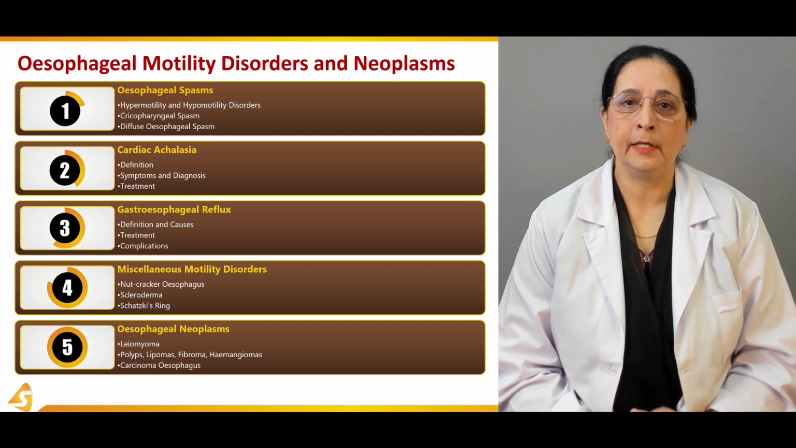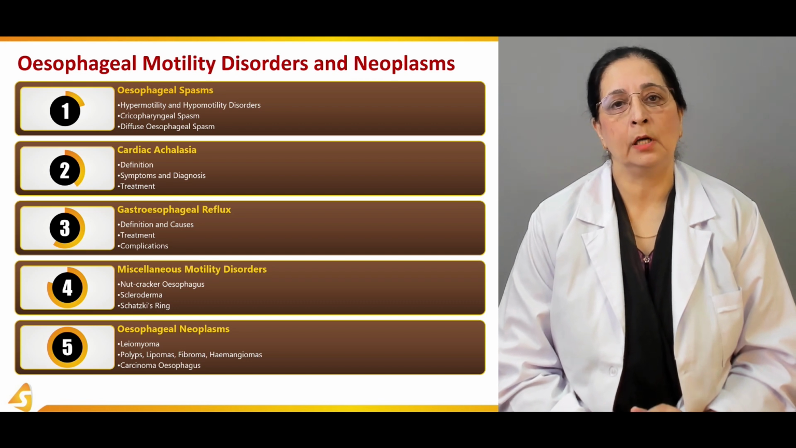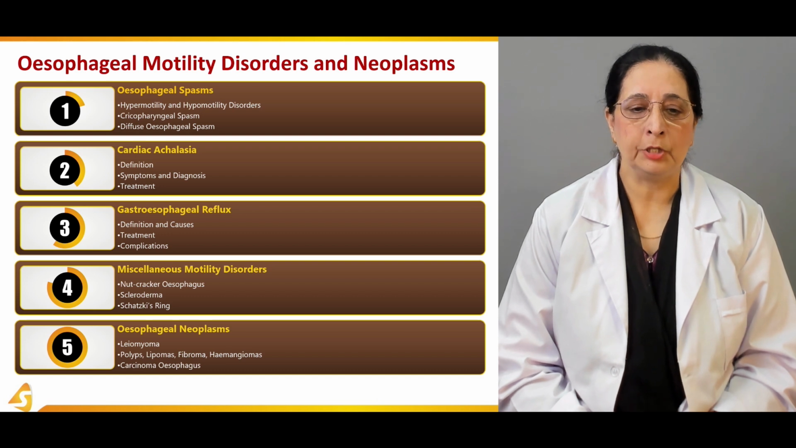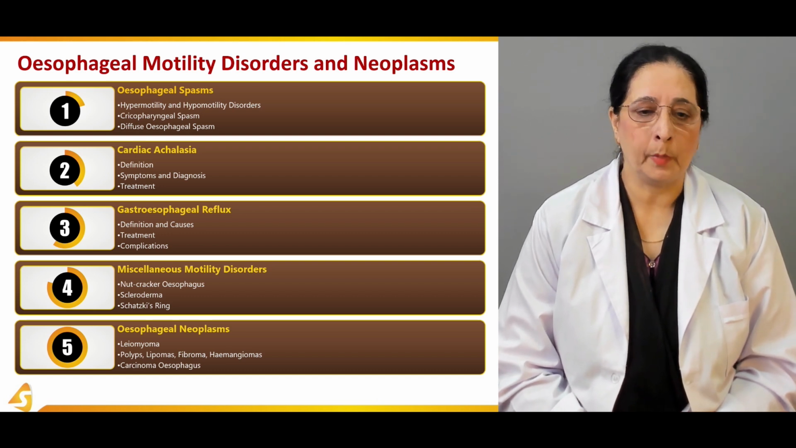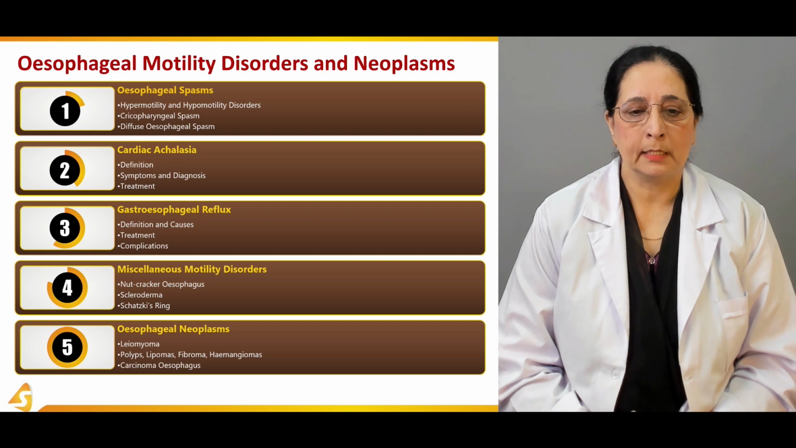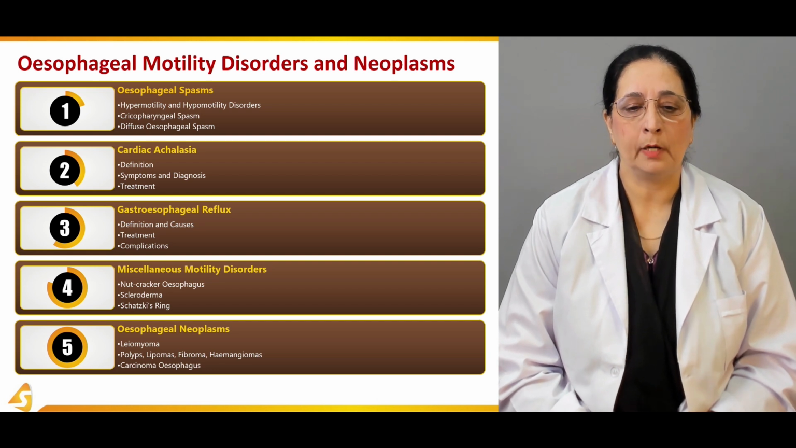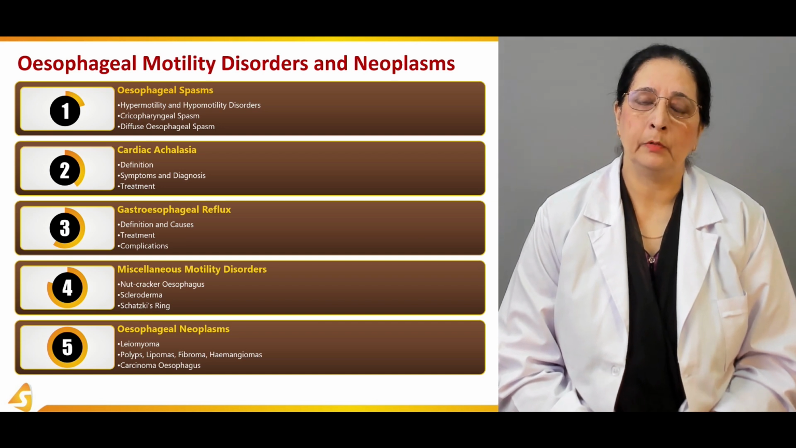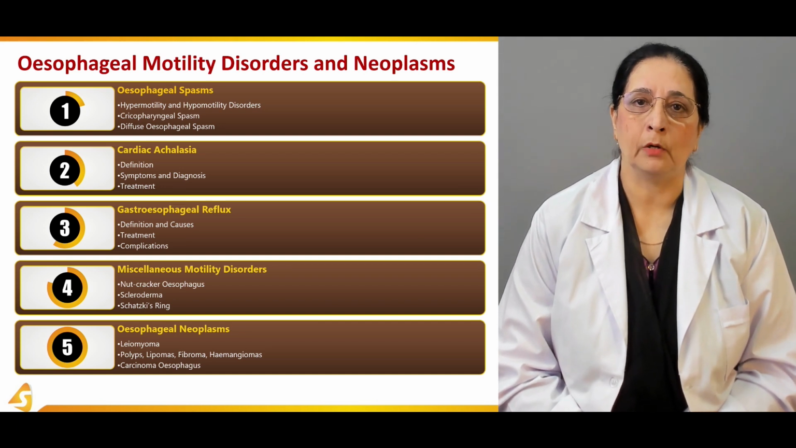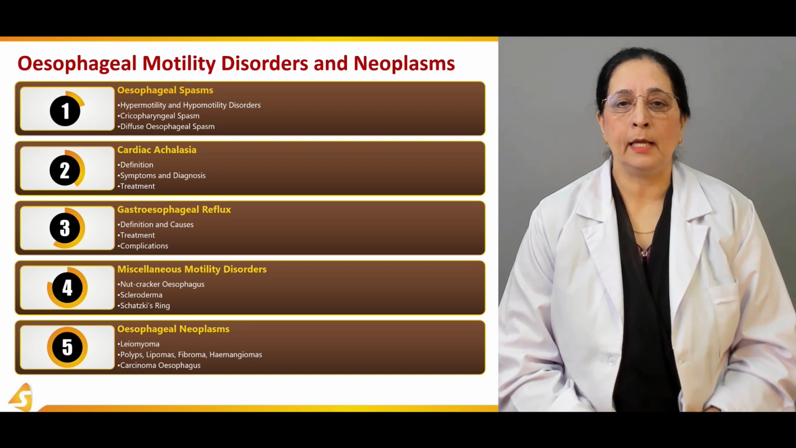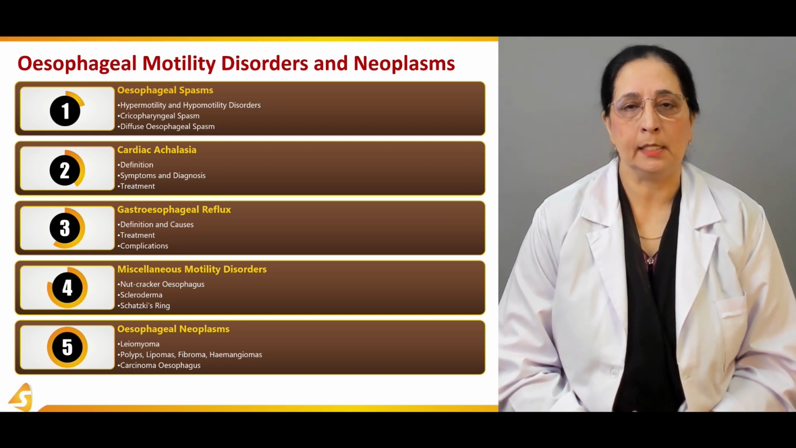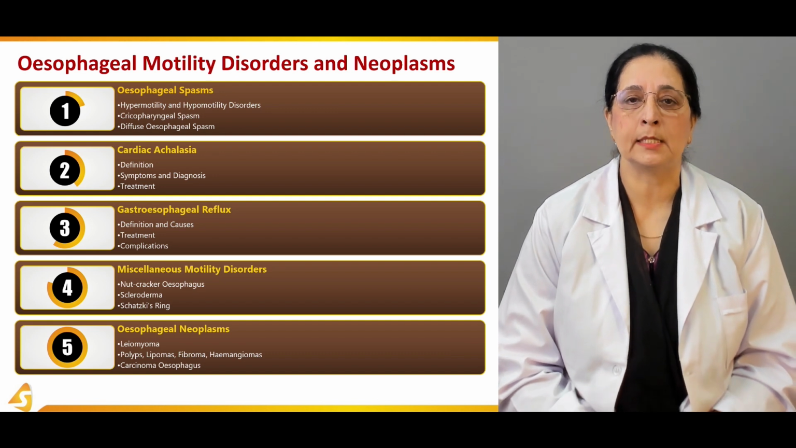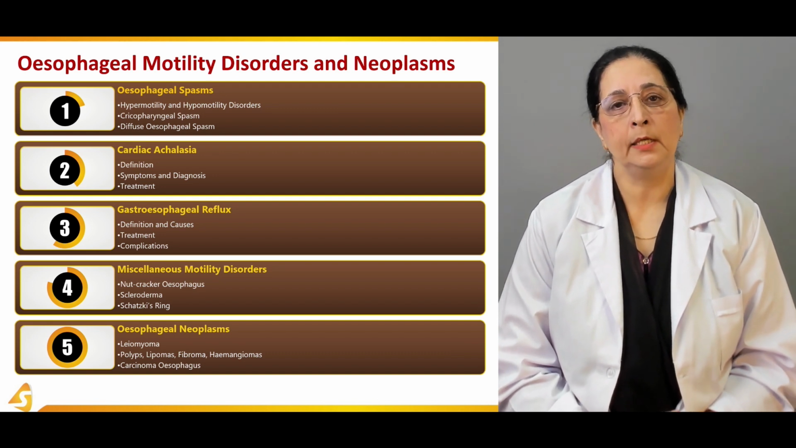Then in the fifth and final section, we will talk about the neoplasm of the esophagus, which are the leiomyoma, polyps, lipoma, fibroma, and haemangiomas. And also we will talk about the carcinoma of the esophagus. So all that will be discussed in today's lecture topic, which is esophageal motility disorders and neoplasm of the esophagus.